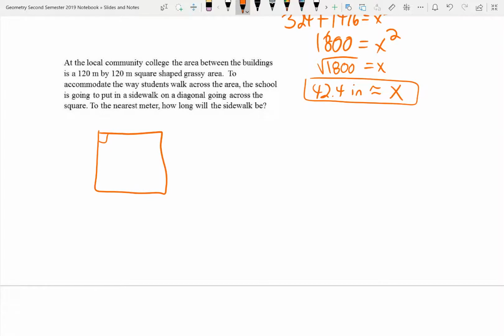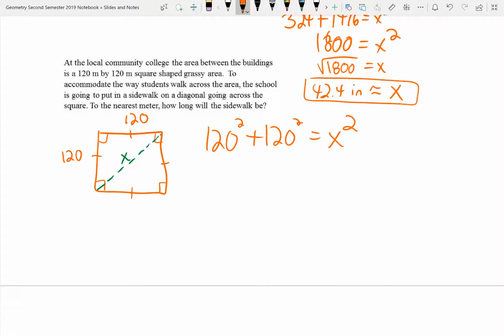So a square, we know, has all right angles. And we know that all the sides are congruent to each other. And the lengths then are going to be 120 by 120. And we want to know how long the diagonal will be across it. Let's call that x. So what you could do is the Pythagorean theorem, right? 120 squared plus 120 squared equals x squared, and you could solve.